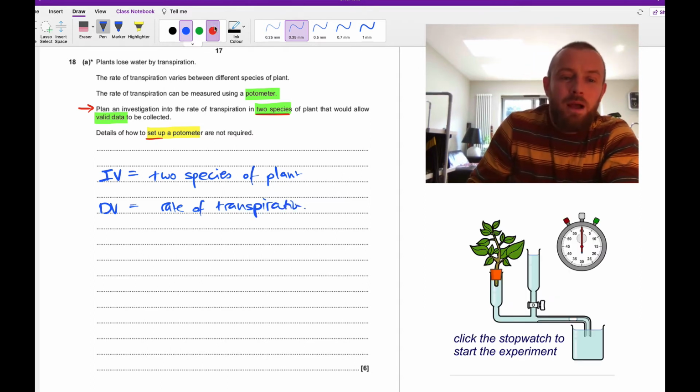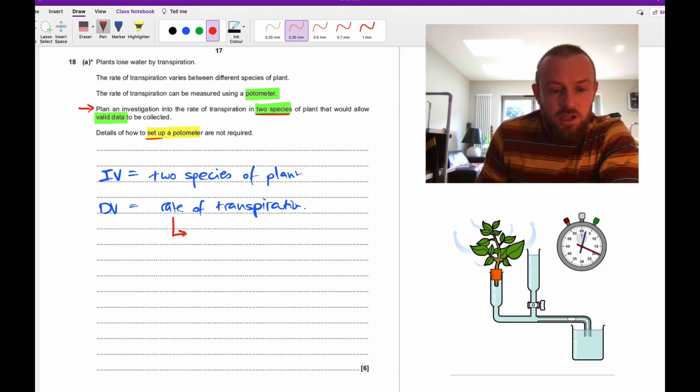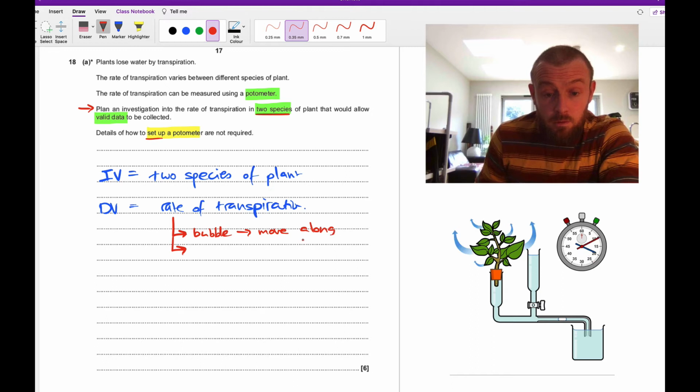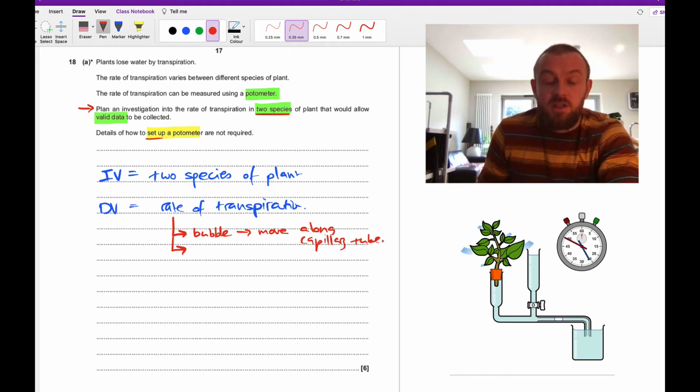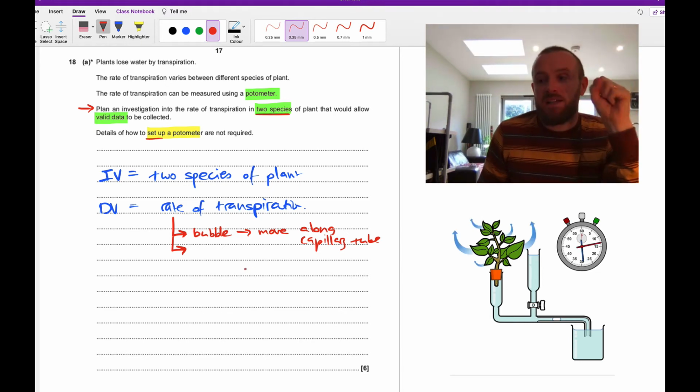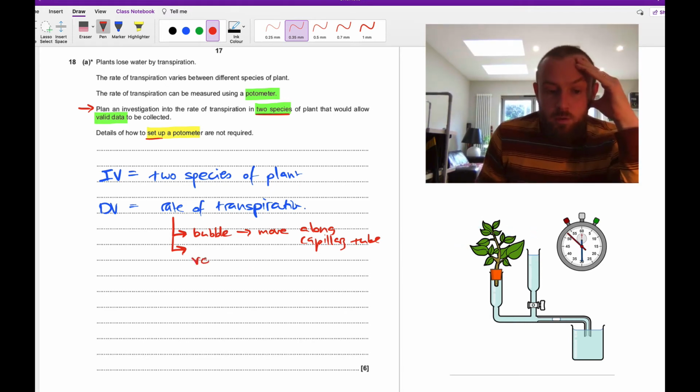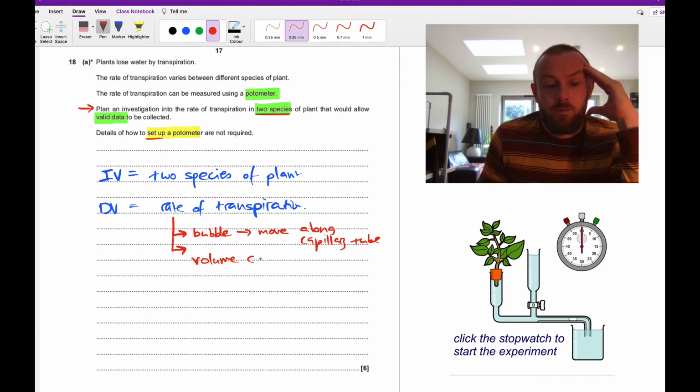And we also want to talk about how we're going to measure this dependent variable. So how do we measure? Well, we have the bubble. And it's going to sort of move along the capillary tube. We're also going to want to say that we can use that to calculate the volume. So we want to do a volume calculation.